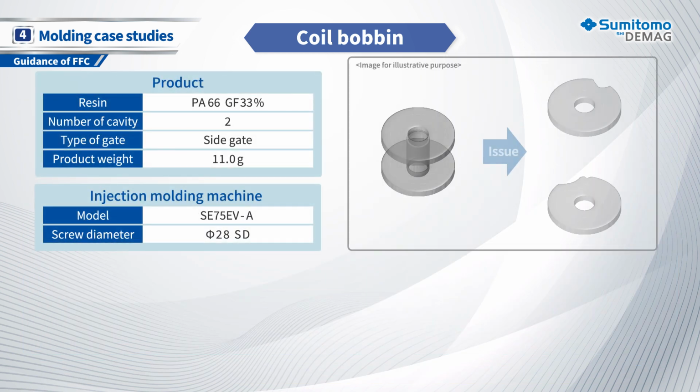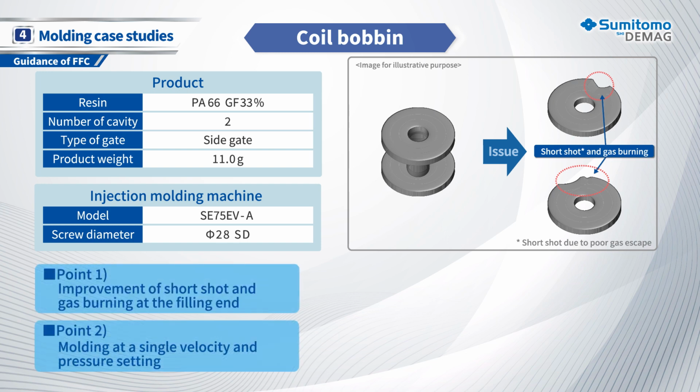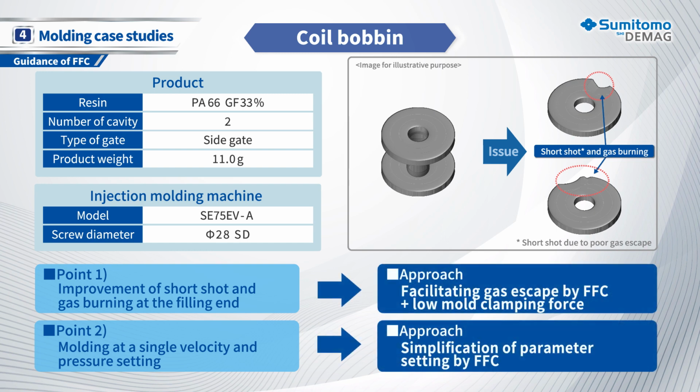The second example is a product called coil bobbin. The resin is polyamide, which is prone to gas generation during molding. By using FFC for this molding, it became possible to improve gas-related defects, such as a short shot at the filling end and material burning, and to enable molding with a single velocity and pressure condition.